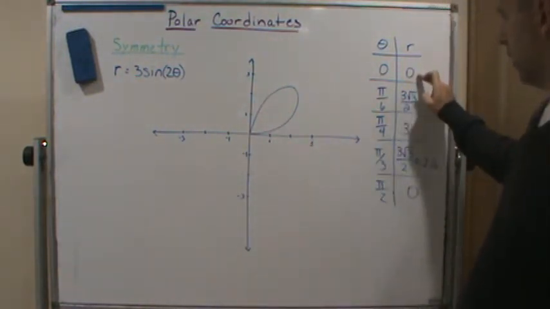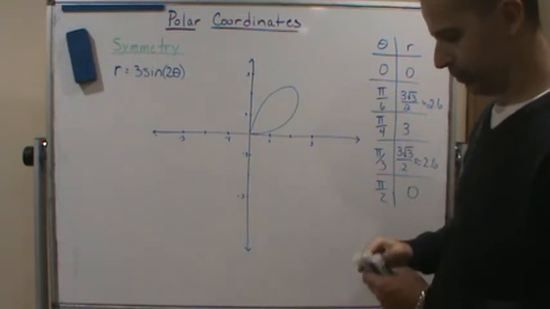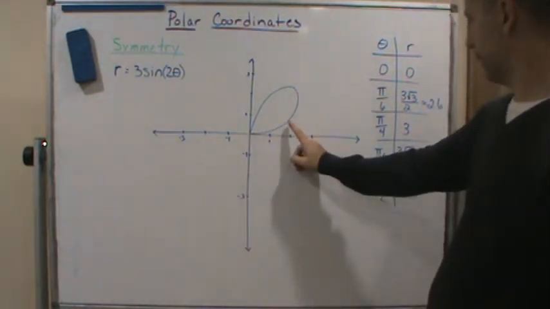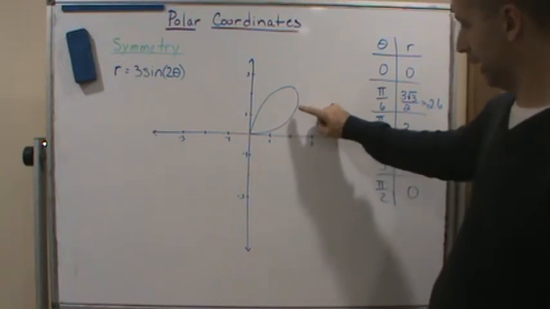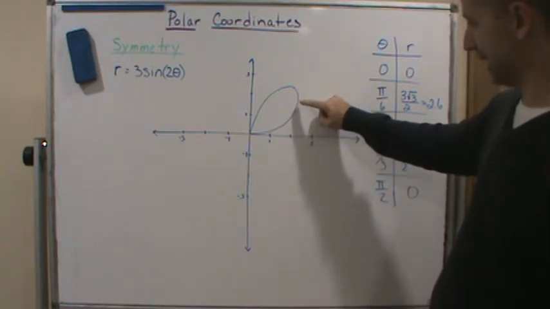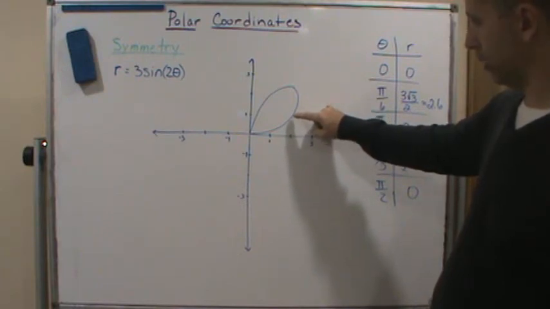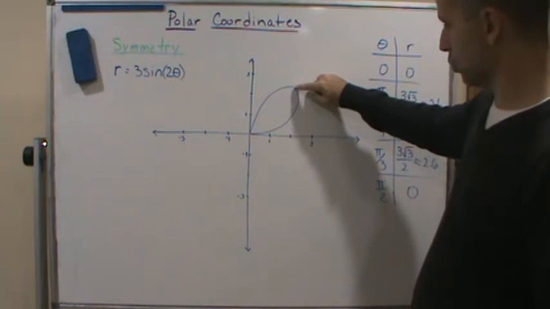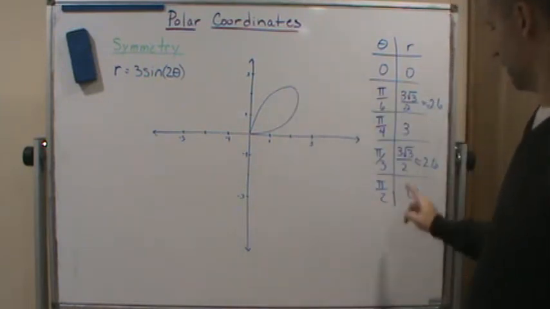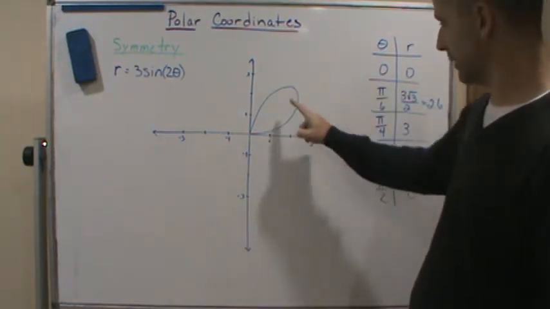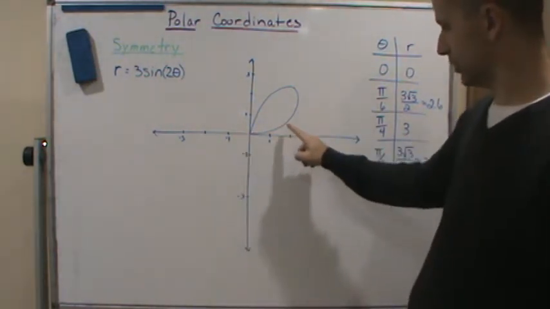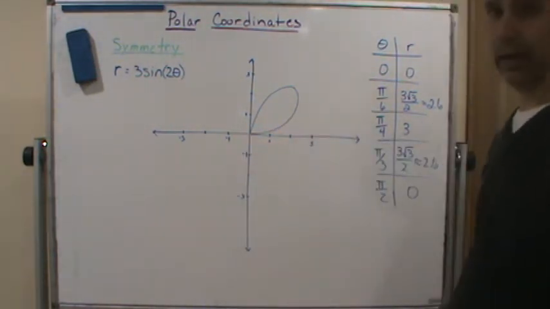And so I found that r was 0, obviously it starts here, right? And then it curves up to about 2.6, maybe around here somewhere. And then it goes to 3, which is right at the tip. And then it goes back down to 2.6 approximately. And then it goes back to 0. So it does something like this, okay?